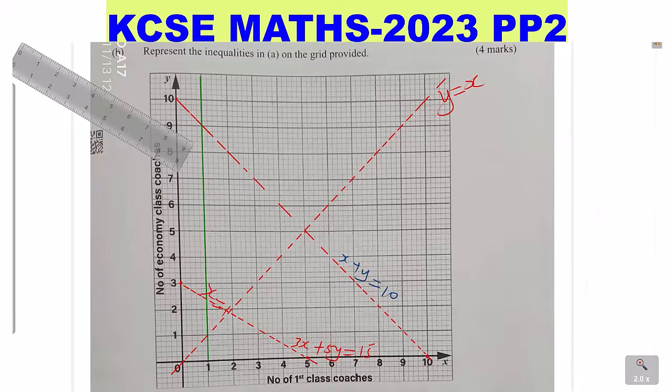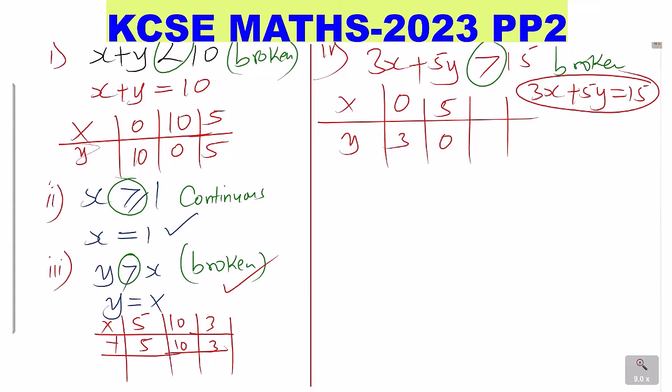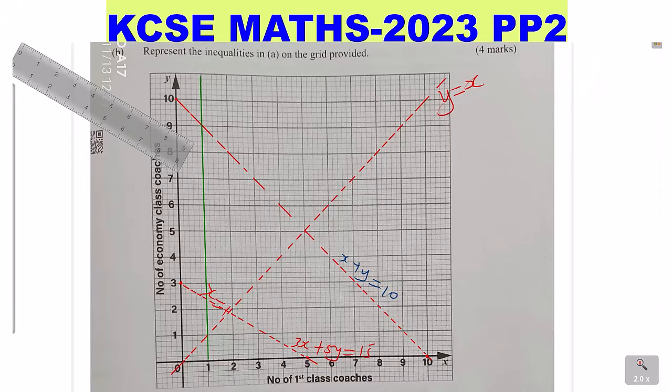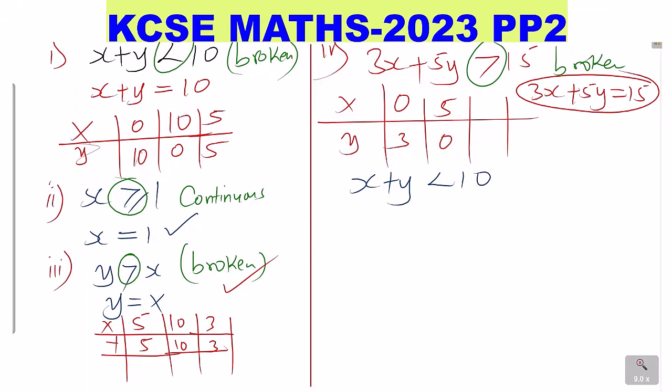X plus y is less than 10. So this is the line. We need to know whether we require to shade on the upper side or the lower side of that line. How do we do that? This is how we do it. Consider that line, x plus y is less than 10. Pick any point either above that line or below that line. I'll pick a point that is below that line, on this side, where our line is x plus y is equal to 10. The easiest one to pick is 0, 0.